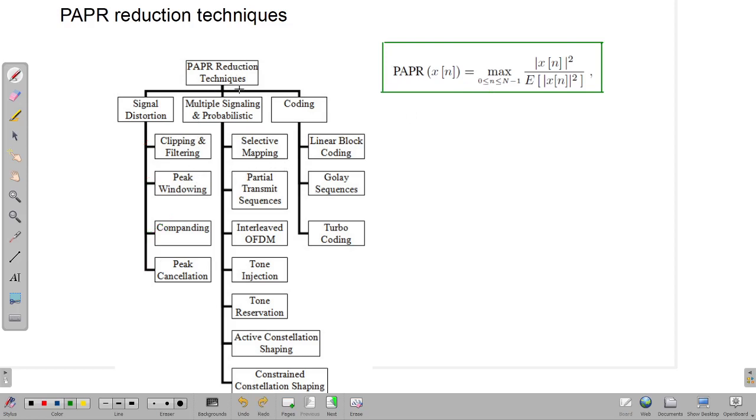PAPR reduction techniques can be divided broadly into three categories. One is signal distortion techniques, where the actual signal is distorted. Like we just saw, there are methods in which the peaks can be eliminated, brought down to some threshold value, and those methods impose some distortion on the actual signal. We are abruptly reducing the peak value to a threshold value, so we are actually distorting the signal. Those are the signal distortion methods.